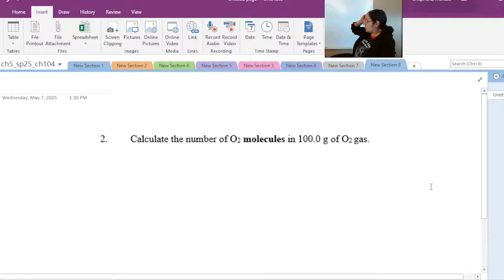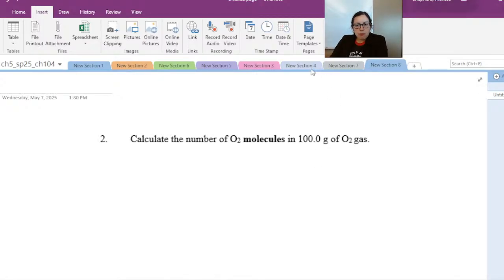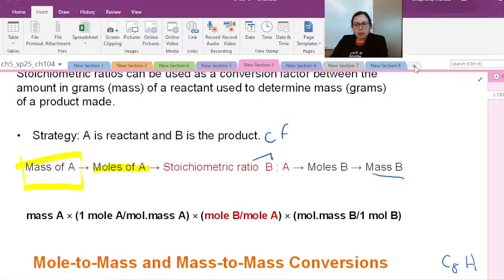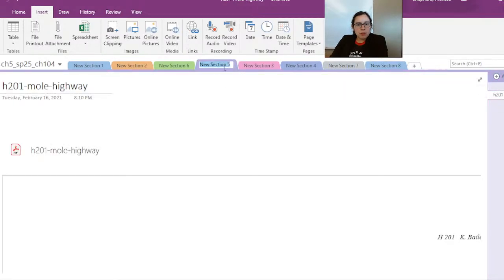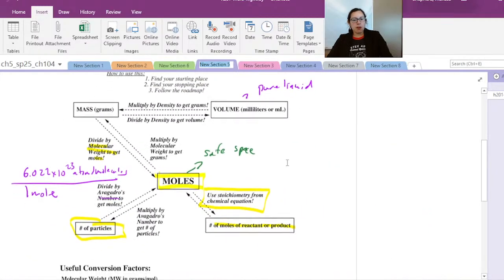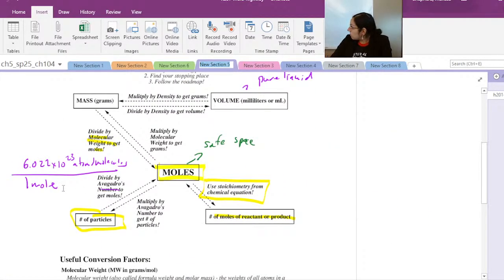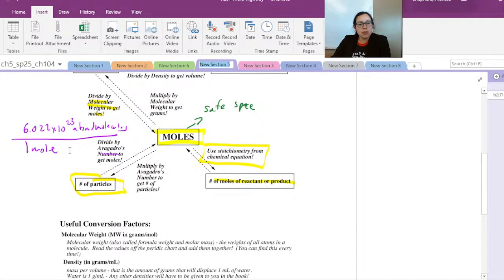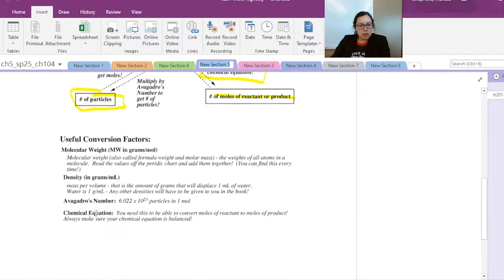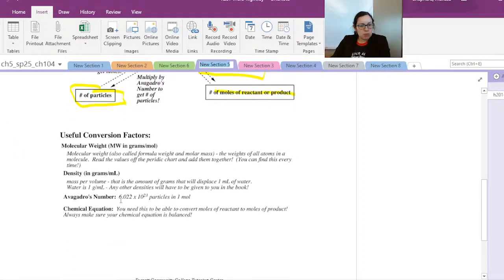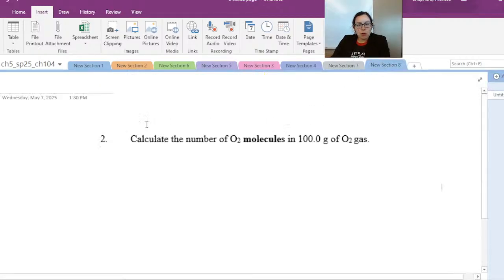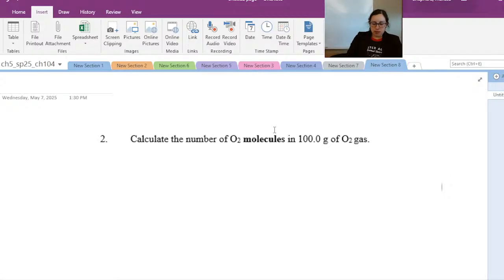So we didn't do this in class necessarily explicitly, but we do have our mole highway, so that's why we're going over it today. So right, we have our mole highway, we have Avogadro's number, and this conversion factor. That's on your sheet down here, if you didn't write it: 6.022 times 10 to the 23rd. So going back to our homework, what is this asking us to do? And think about your mole safe space as well.